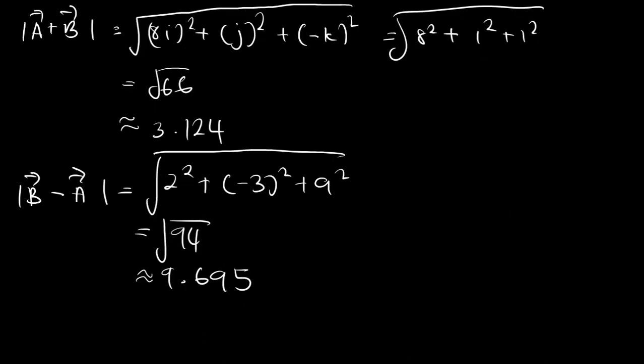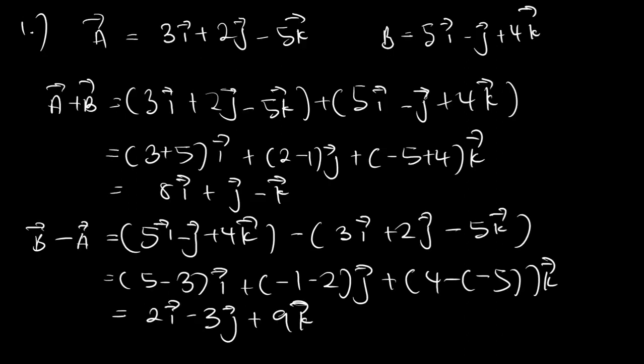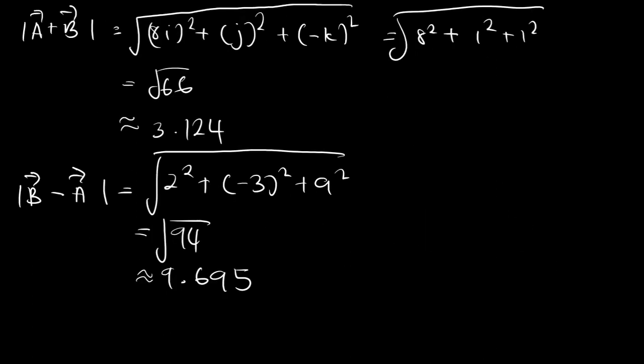And then we have to find the magnitudes of both of these resultant vectors. For the resultant vector, we just need to apply the Pythagoras theorem. For example, we square the 8, the 1, and the -1. I include i, j, and k because the magnitude for all three is 1, so it doesn't matter in the end. We just include the numbers, and we'll get approximately 3.124. And then for the second one it is 9.695. Okay? Do the same thing.